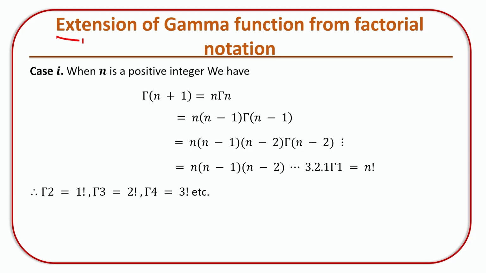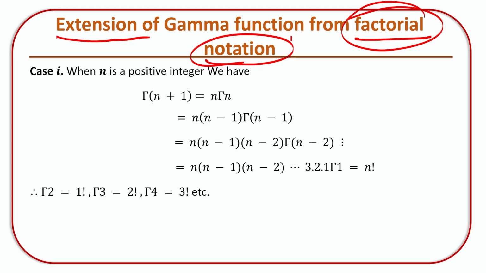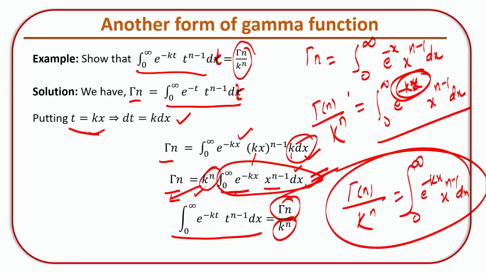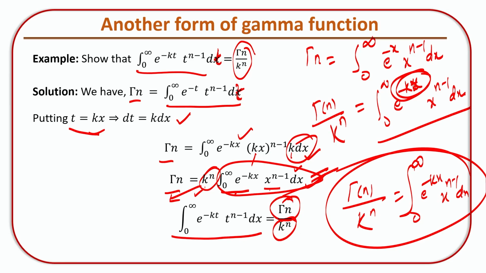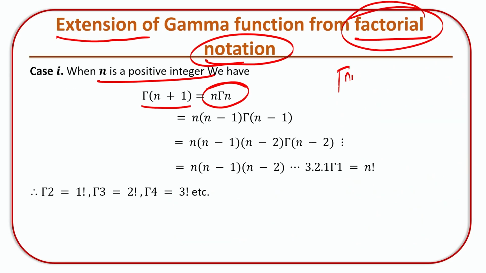So, what we are doing is taking the extension of the gamma function from the factorial notation. We are going to use factorial notation many more times. When n is a positive integer, gamma of n plus 1 is equal to n into gamma of n. This is the reduction formula, and we proved it quite easily using the definition of the gamma function.